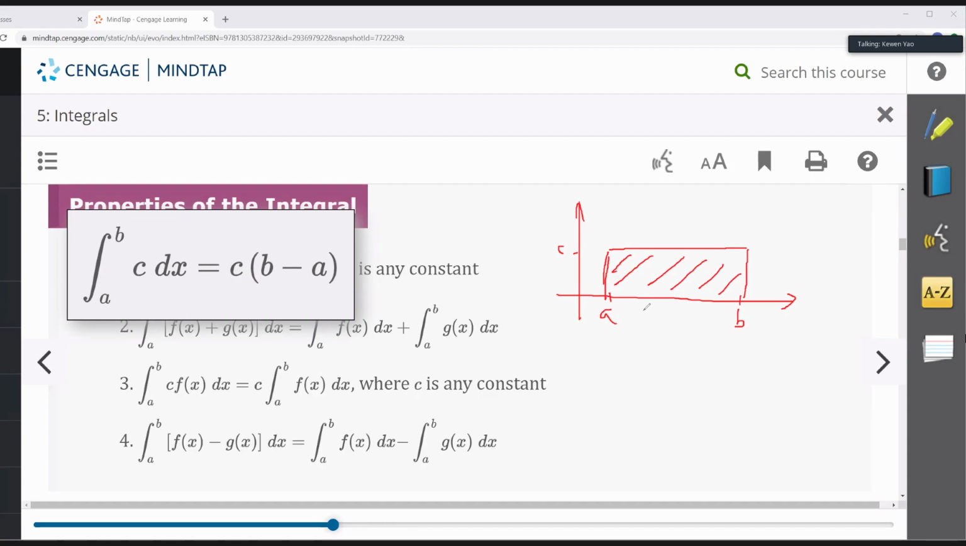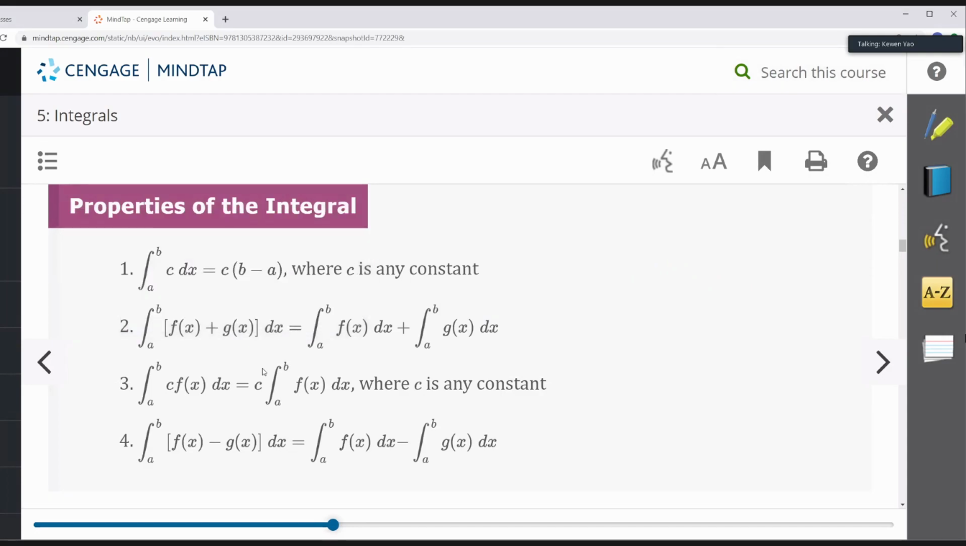Now everybody knows the area of a rectangle is base times height. The base is b minus a, the height is c. So you can find the answer right away: b minus a times c. Therefore, we have shown the first property. Easy.